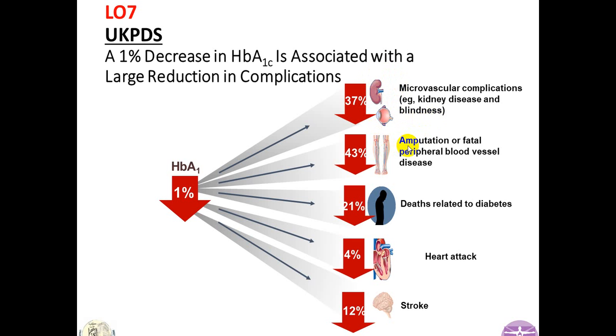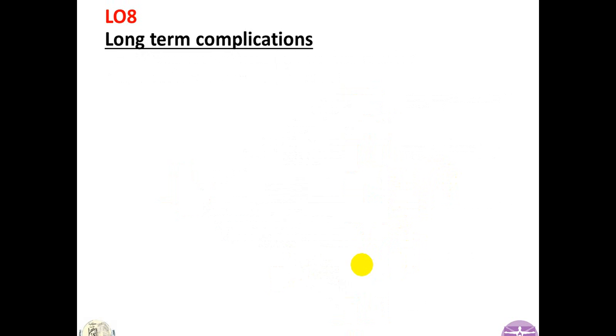It will reduce the rate of amputation due to peripheral vascular disease, and diabetes is the most common cause of amputation worldwide. It will reduce the rate of death due to diabetes by 20%. It will reduce the rate of heart attack like myocardial infarction and ischemic heart disease. And finally, it will reduce the rate of stroke or cerebrovascular accident.